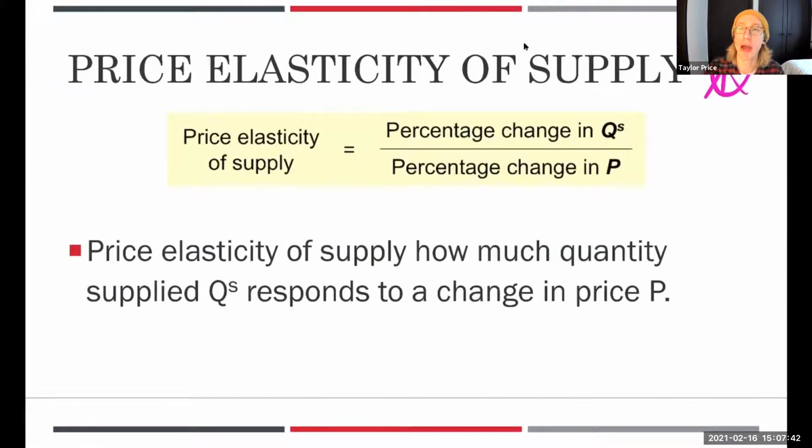Okay, so now let's briefly talk about price elasticity of supply. It's actually exactly the same formula. The only thing that's changing is quantity here is quantity supplied. So we're just looking at the percentage change in quantity supplied versus the percentage change in price. I'm not really going to go through the price elasticity of supply examples because they're basically exactly the same as price elasticity of demand, but for supply.